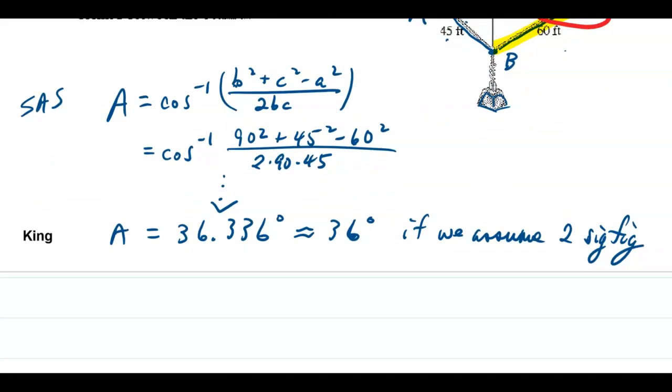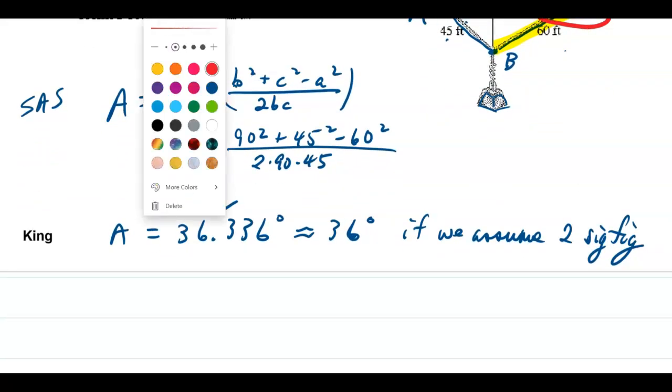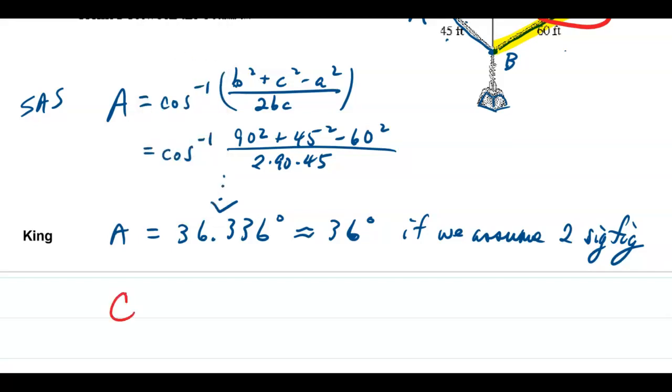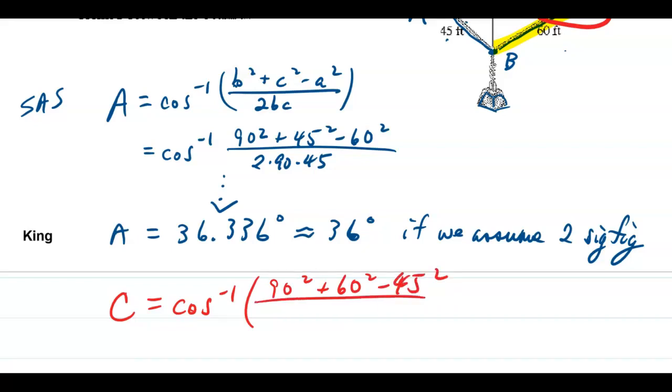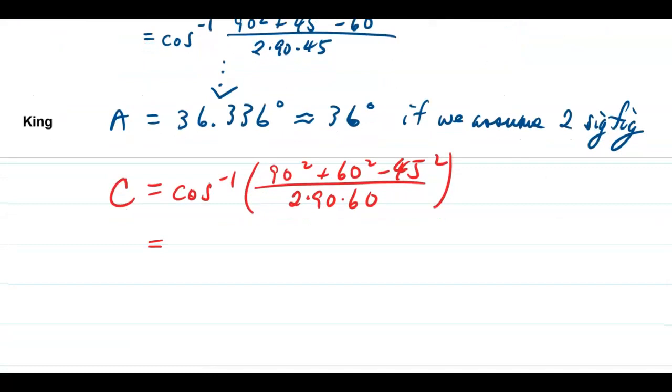And when we go through this process, we'll see that C is equal to the arc cosine of 90 squared plus 60 squared minus 45 squared. All the numbers are the same, they're rearranged. And this is over 2 times 90 times 60. And when we crunch through this, we get to 26.3843 degrees, which is approximately 26 degrees.